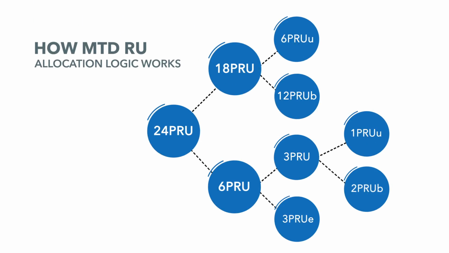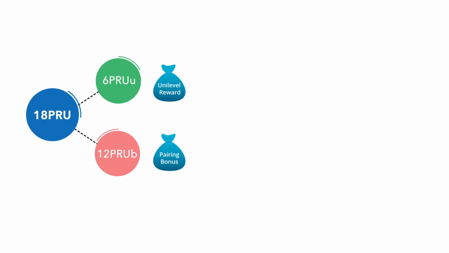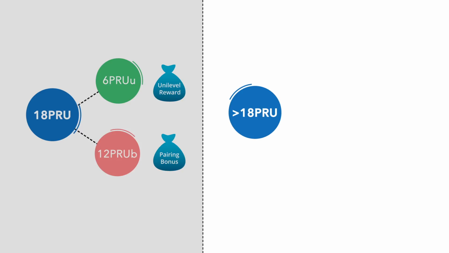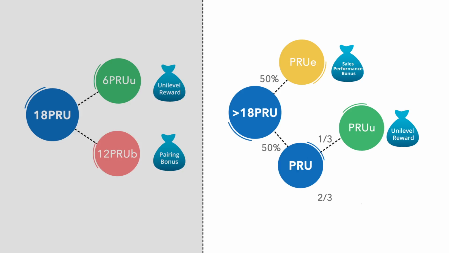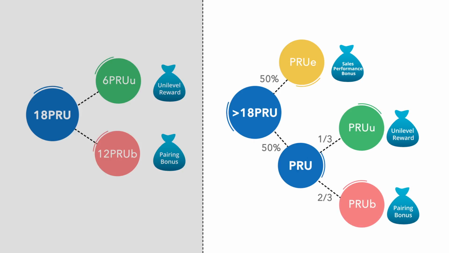Now, let me share with you how the MTD RU allocation logic works. The first 6 PRU will be allocated to PRUU, while the next 12 PRU will be allocated to PRUB. The extra PRU above 18 will be allocated such that half of the extra PRU above 18 will go to PRUE. Wondering what happens to the other half? The other half will be allocated such that 1/3 of it will go to PRUU and 2/3 of it will go to PRUB. Now, let us see a few examples to help us understand better.